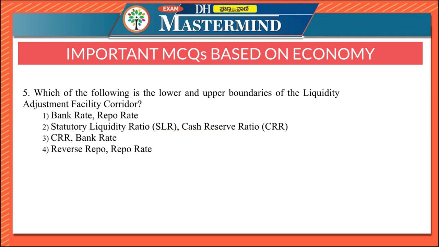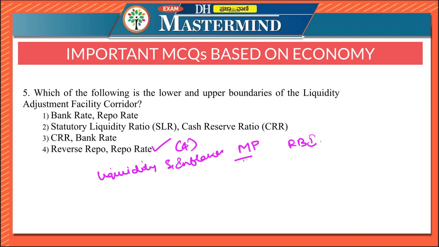Last question for the day says, which of the following is the lower and upper boundaries of the liquidity adjustment facility corridor? Bank rate, repo rate, statutory liquidity ratio, cash reserve ratio, CRR bank rate, reverse repo and repo rate. So the right answer is option 4, reverse repo and repo rate. So what is this liquidity adjustment facility? It is again a part of monetary policy tool and it is largely used by Reserve Bank of India to control liquidity. Liquidity means money supply as well as inflation. Liquidity and inflation in the economy.